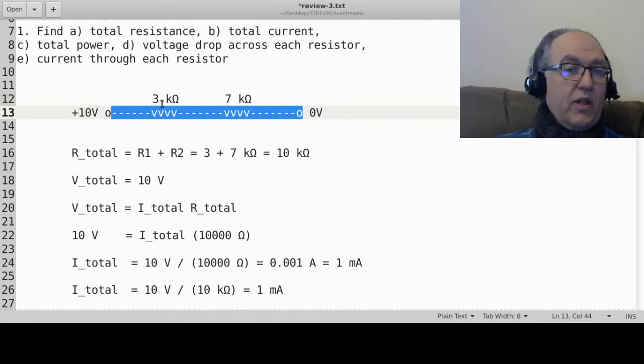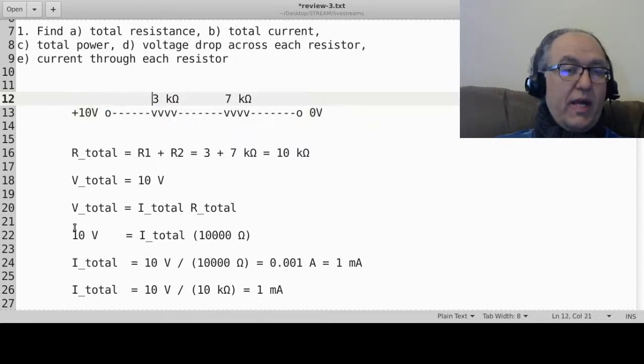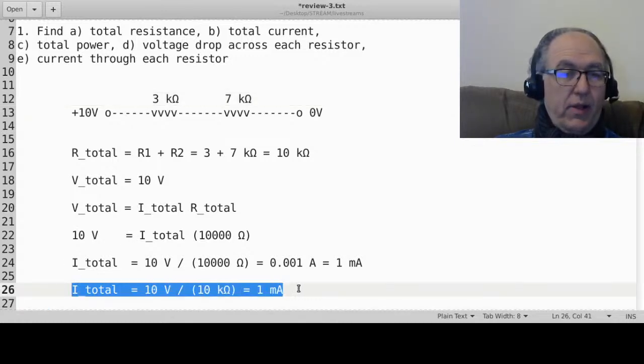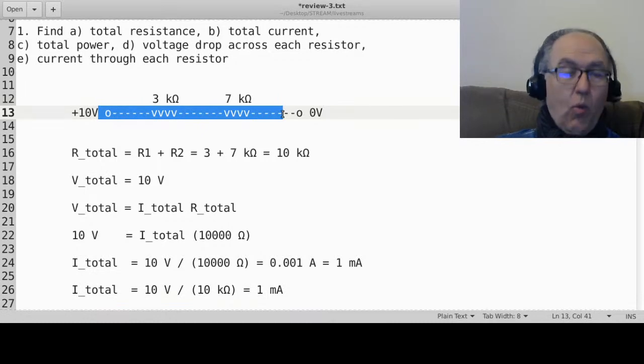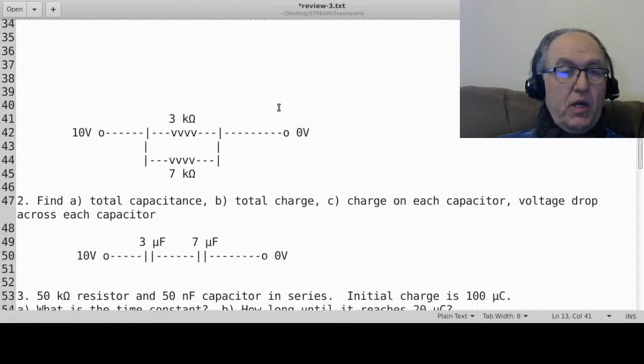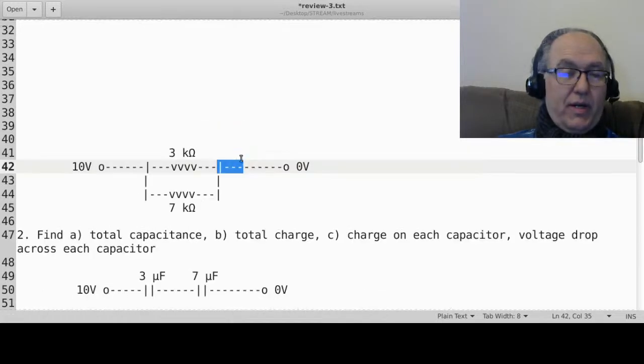In other words, the current through the 3 kilo ohm resistor is the same as the total current, and the current through the 7 kilo ohm resistor is also 1 milliamp, okay? Because there's no split in the wire. You'll see that in the next question. Down here, you see I have a split there and a split there, and we'll go through that one in a minute.